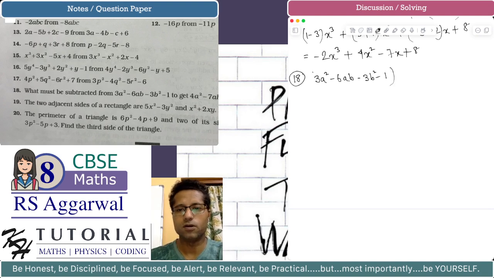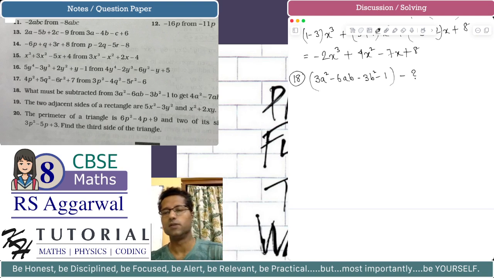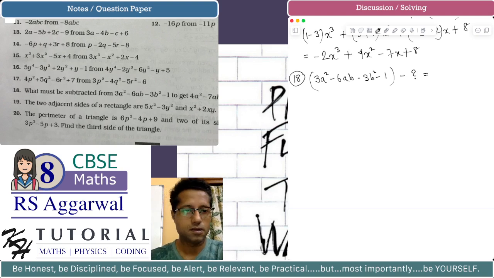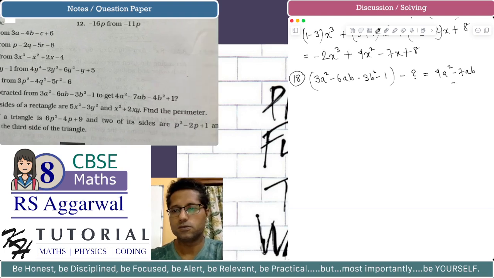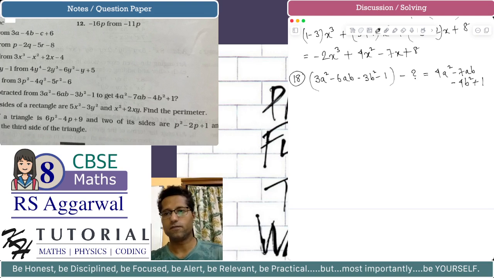It is asking what must be subtracted from this algebraic expression. I am denoting it with a question mark. What must be subtracted so that the result is 4a square minus 7ab minus 4b square plus 1? Now, instead of the question mark, let's say the algebraic expression that needs to be subtracted is e.